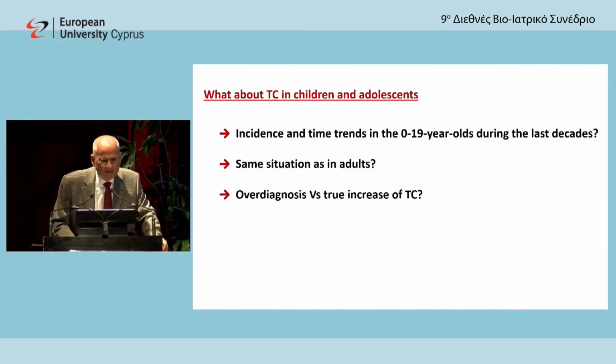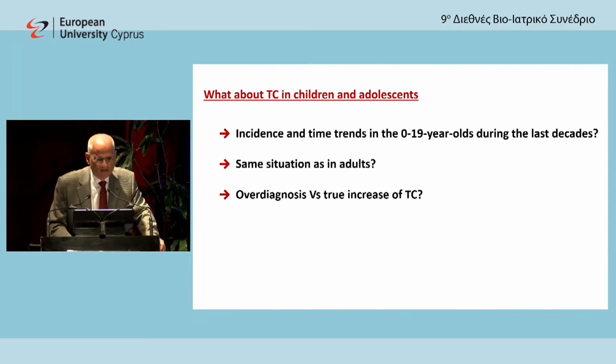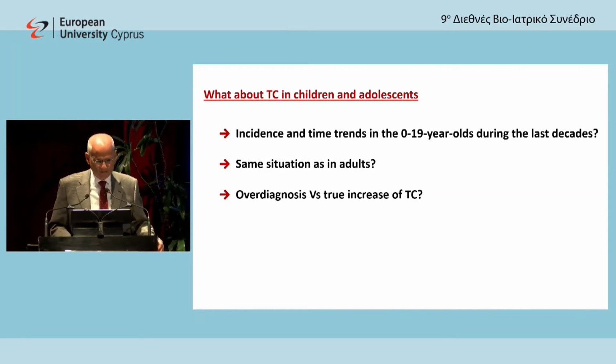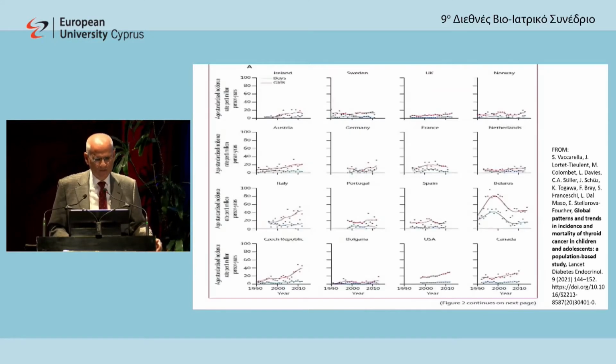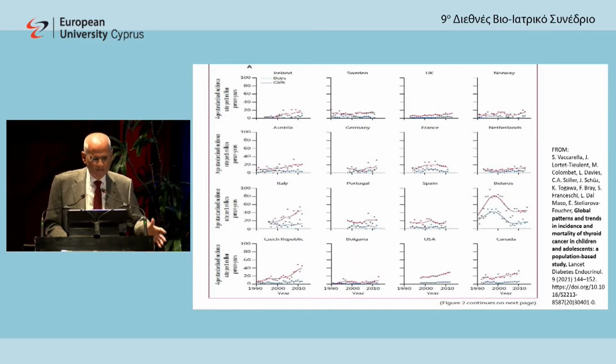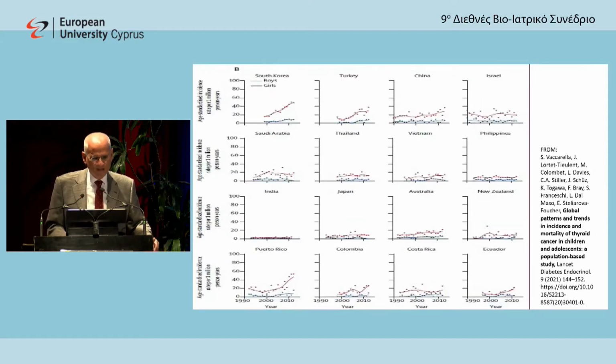Now, what about the thyroid cancer in children and adolescents? Do we observe the same situation as in adults? What is overdiagnosis or true increase? In this slide, apologies that it's a bit overloaded with many panels in the same figure from 2021 from the International Agency of Research Against Cancer. It is shown that this is true, it happens.